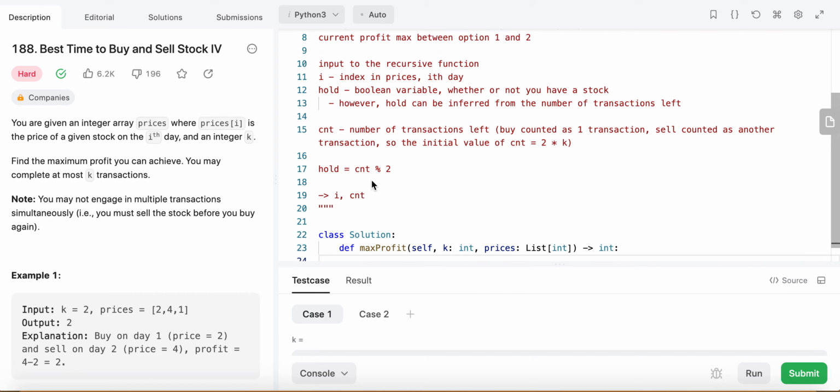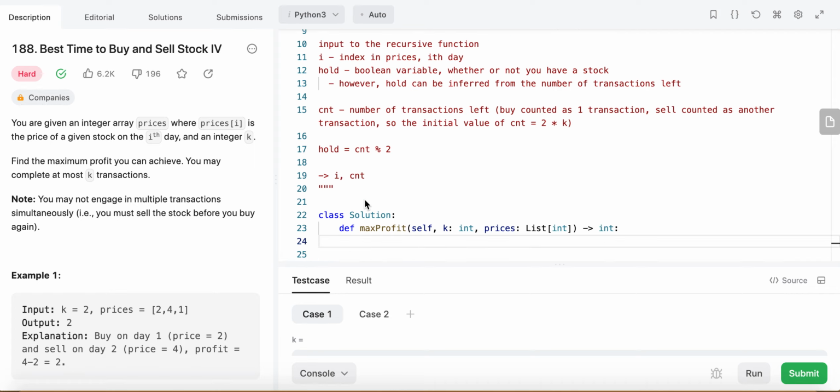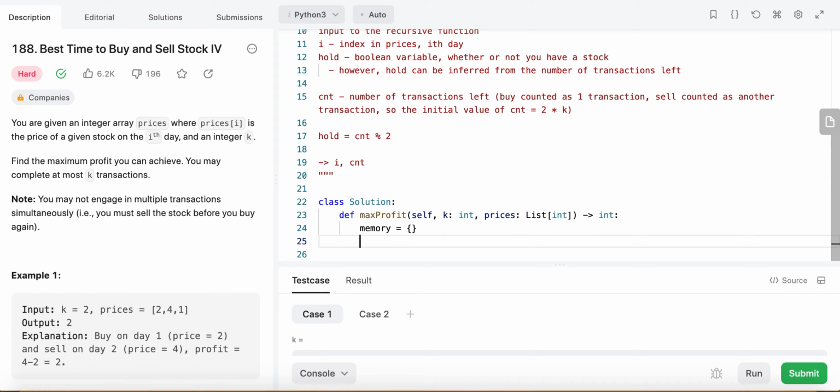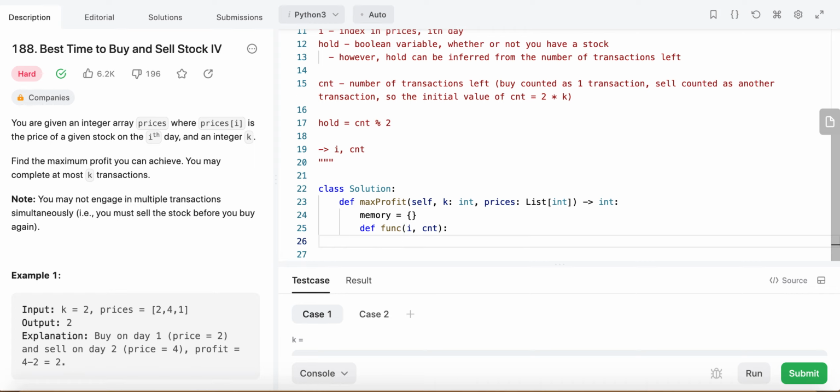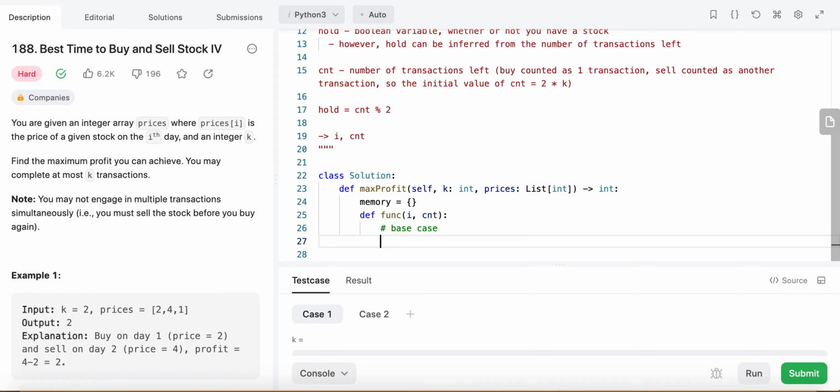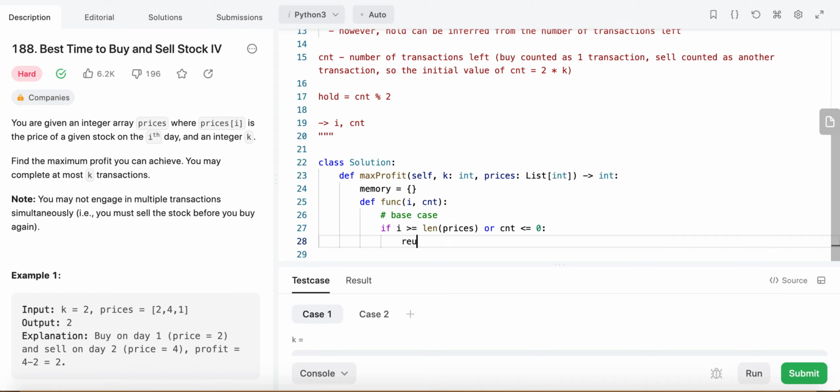So our inputs to the recursive function are i and count, which is the number of transactions left. So let's start coding. Since it's memoization, I use a memory dictionary to keep track of the values I have already calculated. Now I define my recursive function with input i and count. I need to consider the base case: if i is greater than or equal to the length of prices, or if count is less than or equal to 0, I do not have any transactions left. In that case, I just return 0.